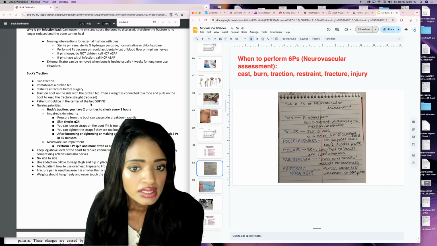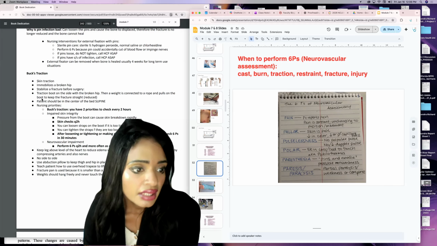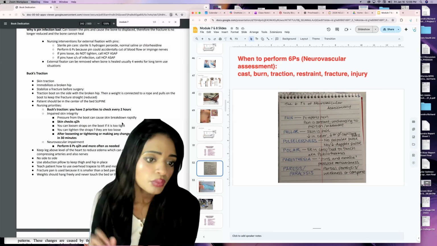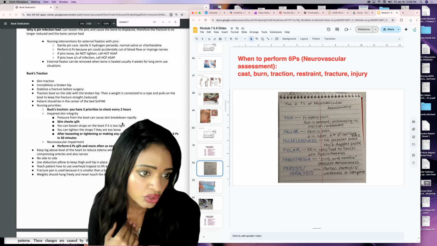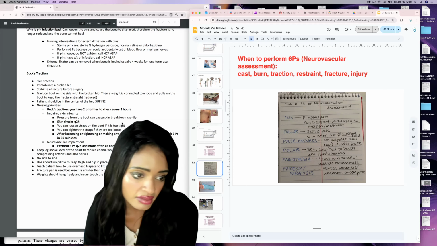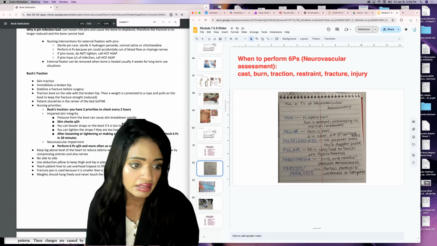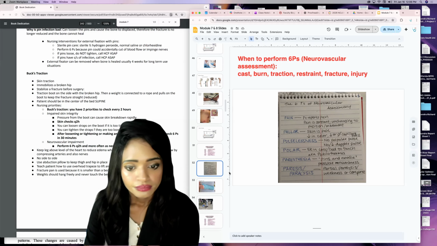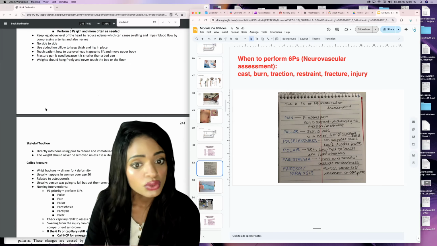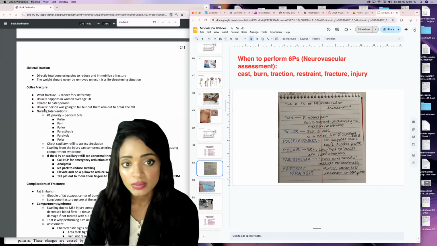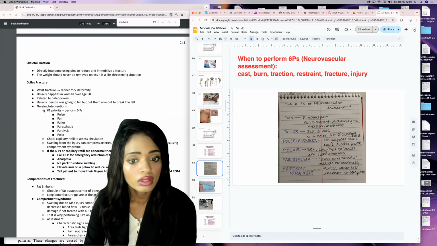So let's go back to Buck's traction in the study guide. You have two priorities to check every 2 hours for Buck's traction: skin and the 6Ps. So at minimum every 2 hours and more often as needed. Make sure you read Buck's traction on page 240 for homework.